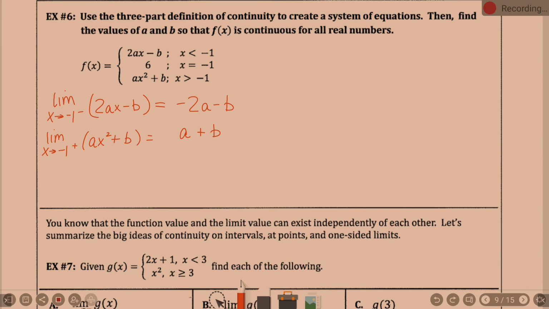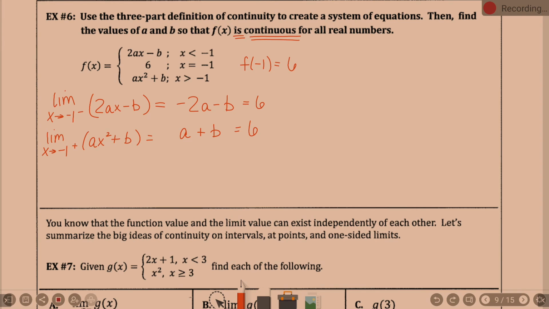What do these limits need to equal? Each other. Each other, but if we are saying that this is continuous, it has to equal the value of f of negative 1, which is 6. So the idea here is that for each of these equations, we need these limits to equal 6, don't they? Yeah. Okay, so now I just wrote a system.